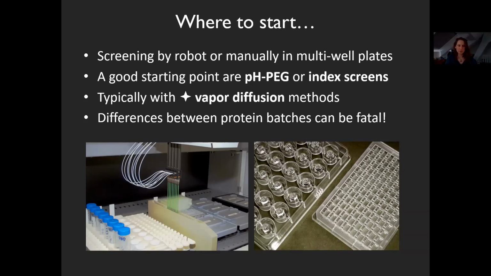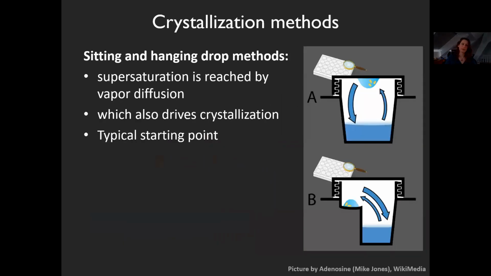And you want to start with a pH PEG screen or an index screen. These are screens that sparsely cover quite a range of possible conditions, and where differences between protein batches can be fatal. So you do a purification, and if you don't do the next purification exactly like the first, you may get different results. So reproducibility and good documentation are also necessary for your purification.